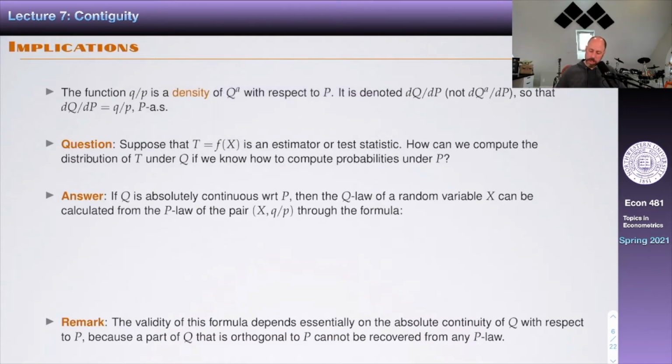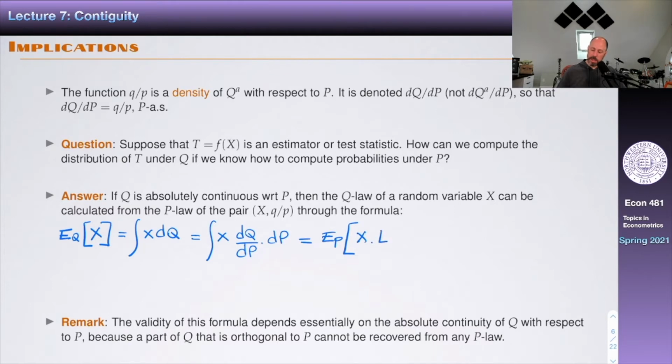Let's just write it. So suppose that, let's just do the expectation. Expected value under Q of X, which is the integral of X dQ. Well, you can write this as the integral of X, and remember that we're assuming that Q is absolutely continuous with respect to P. So mechanically, it's like, again, just multiply and divide by dP. And then this is the expected value under P of X times the likelihood ratio. So you see that you want the expectation under Q, and you can compute that under P, which is the easy distribution. Of course, it's not just the expected value under P of X, you need the behavior of X and the likelihood ratio jointly.